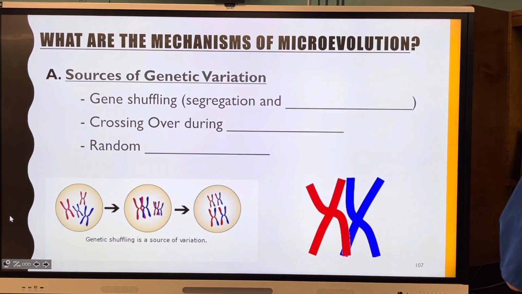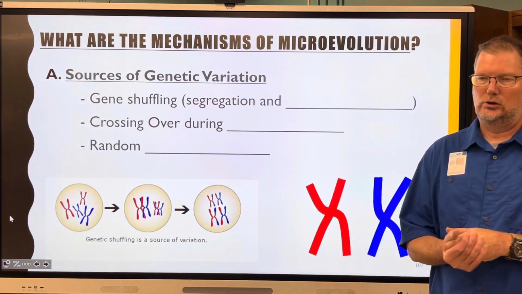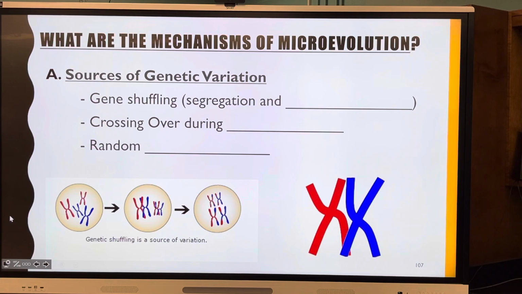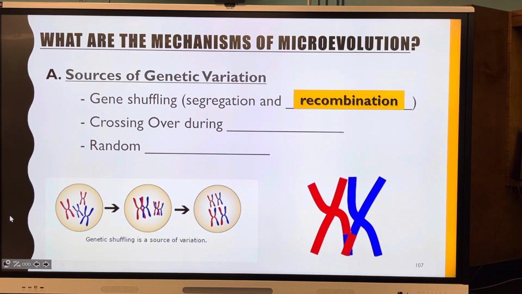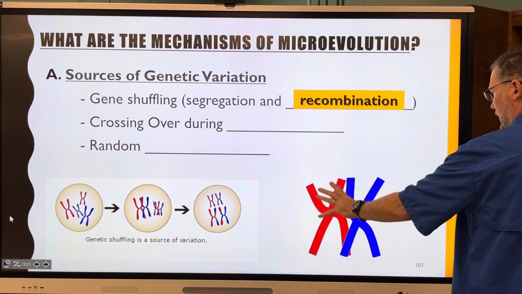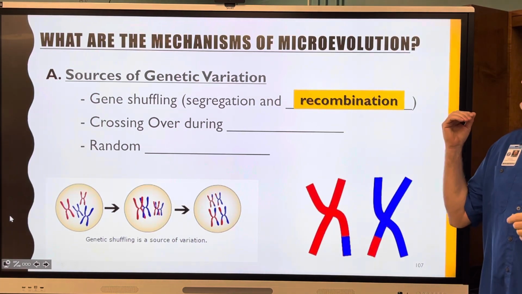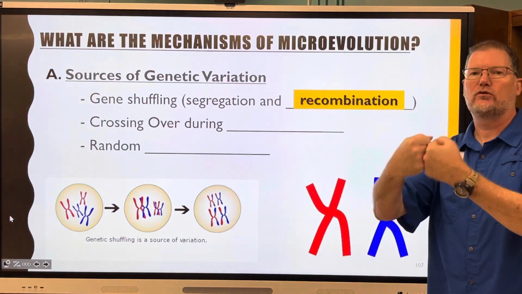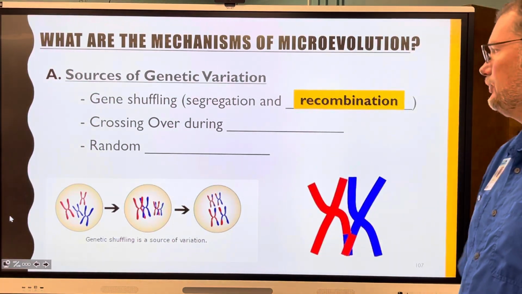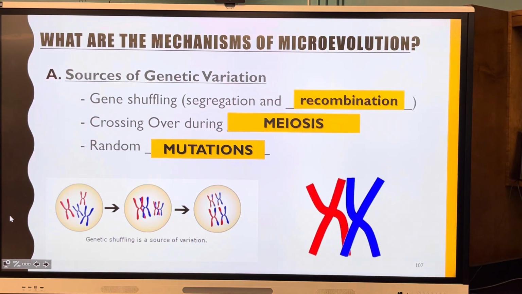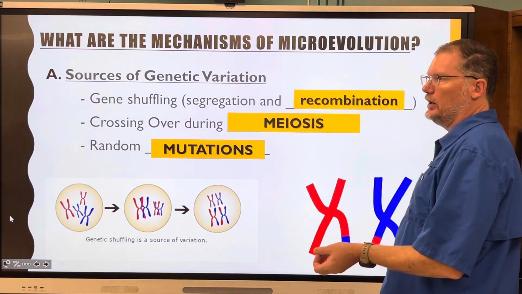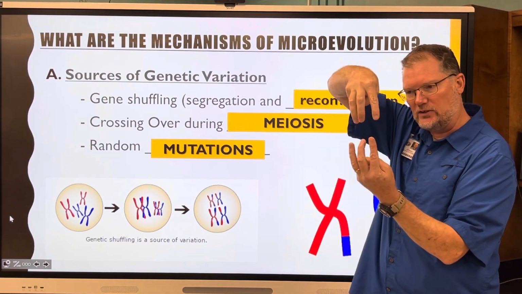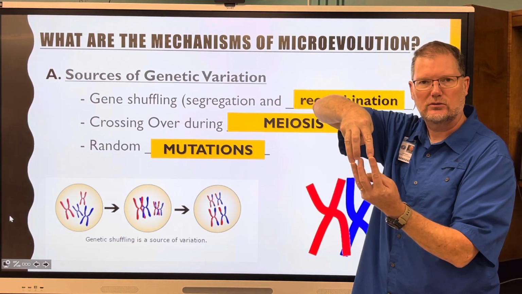So what are the mechanisms of microevolution? How does microevolution work? So you have to have sources. What creates genetic variation? And again, we are looking at crossing over, segregation and recombination. Segregation through meiosis, recombination through fertilization, when the sperm and egg come together. And of course, random mutations on the genes in the codons, the 3 and the 3 that meet together when they're making proteins, okay?